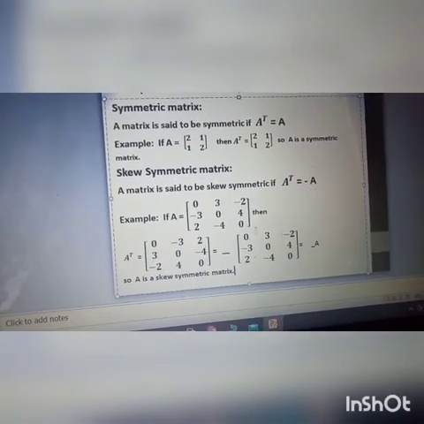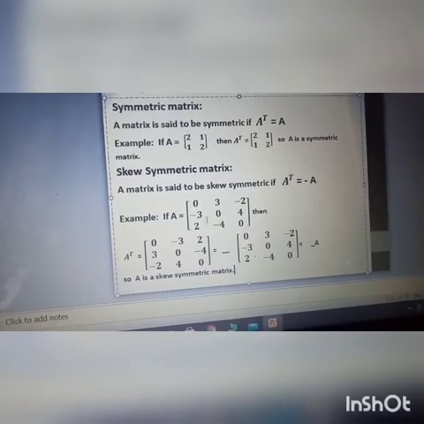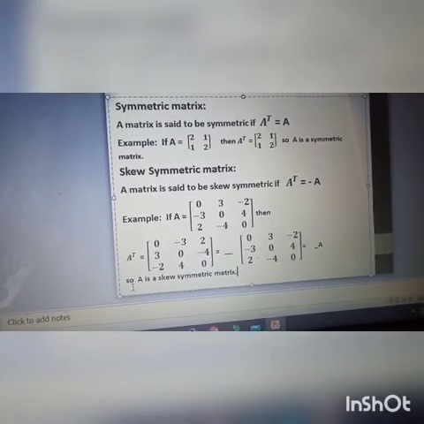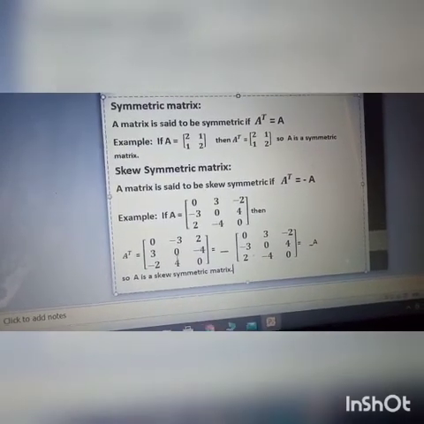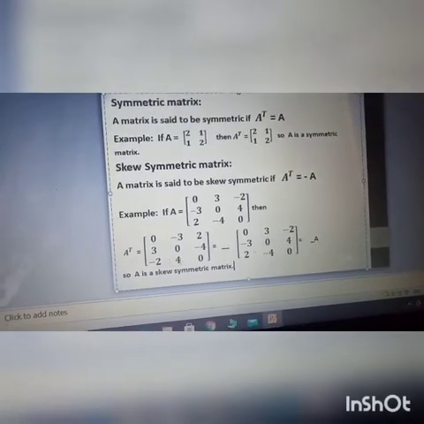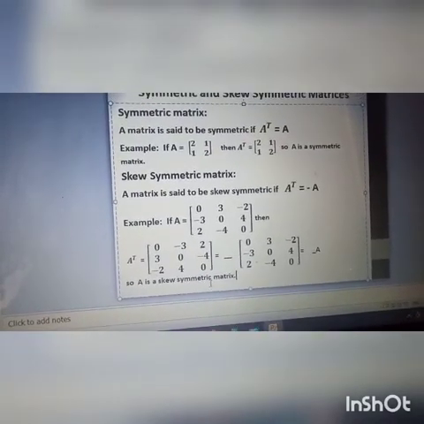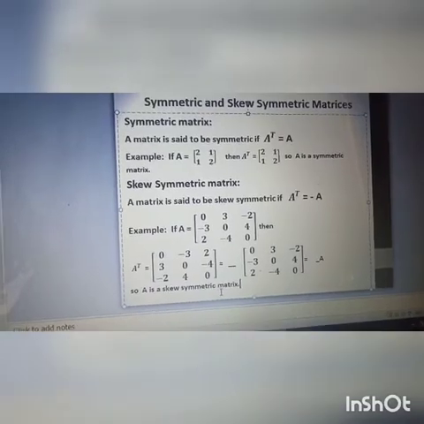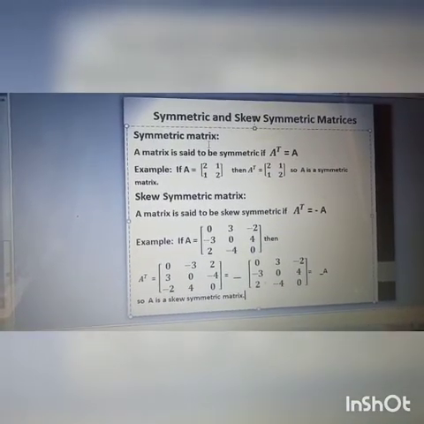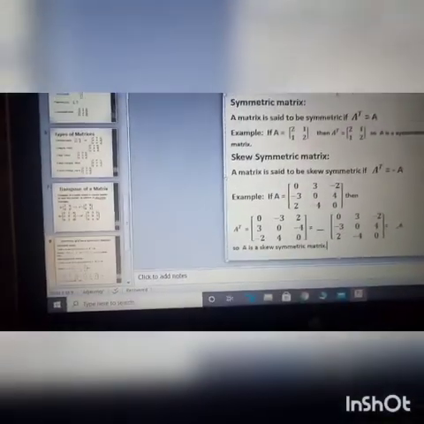If you see this matrix, this is again the matrix A. So if you have taken the transpose and it is equal to the negative of that matrix A, it is called a skew symmetric matrix. So this is all about this last target, symmetric and skew symmetric matrices. I hope you people have understood it.